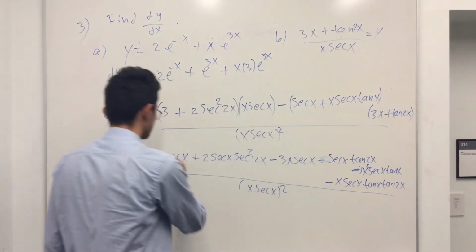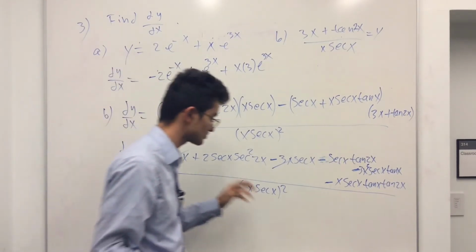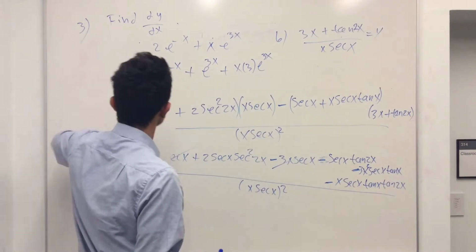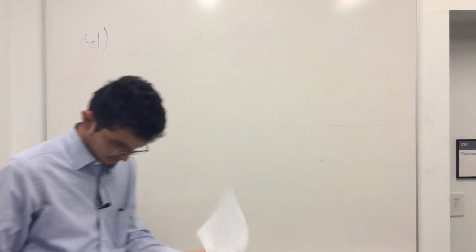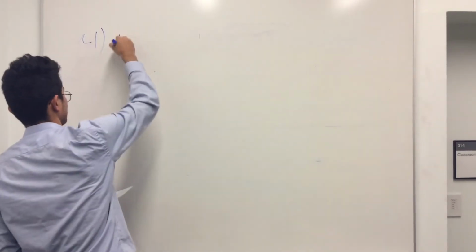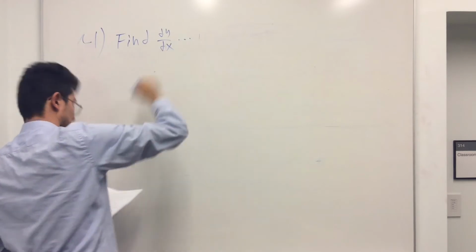And over here, you cancel out this 3x secant x. All right, so those are going to be the derivatives. Let's go to question 4. We're halfway there. Now for question 4, we're going to find the derivatives again. Find dy over dx of the respective functions.